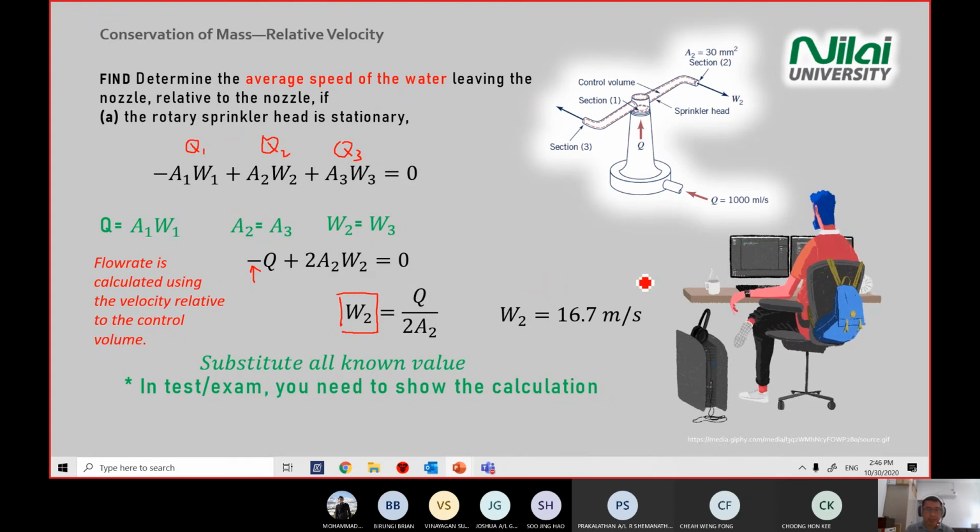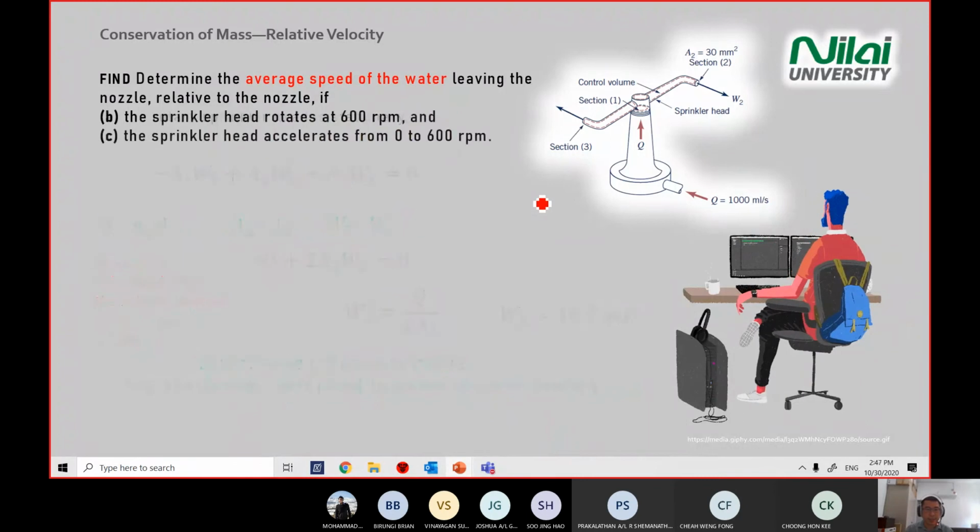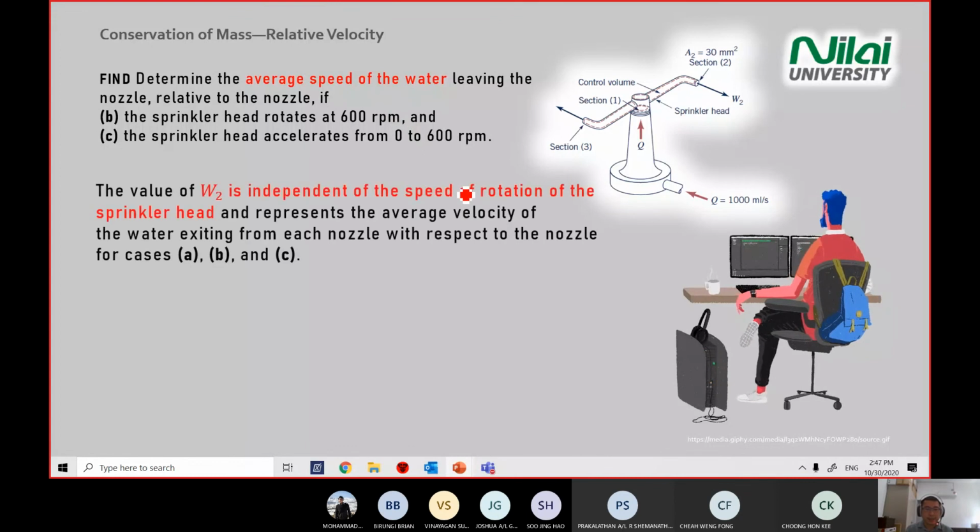So we get the first case scenario settled, for the first scenario when the sprinkler head is not moving, or stationary. Now we look at section B. What happens when the sprinkler head rotates at a certain speed, RPM, revolutions per minute?